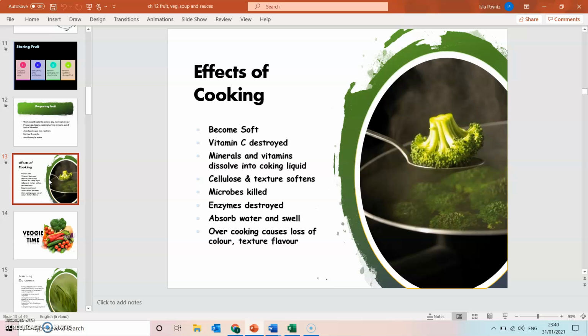Texture softens because the fibre or the cellulose softens. Microorganisms or bacteria are killed and enzymes are destroyed. They absorb water and they swell. And overcooking causes loss of colour, flavour and texture.